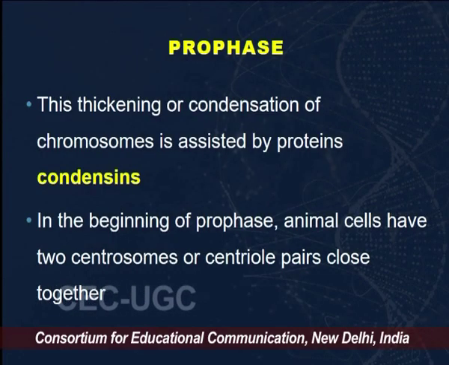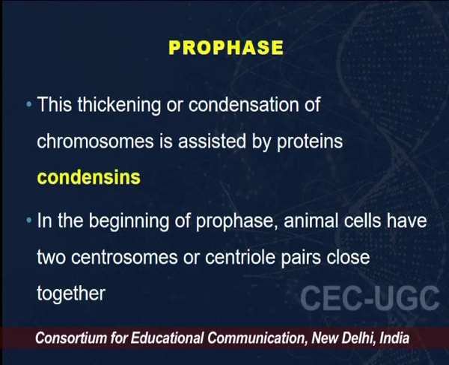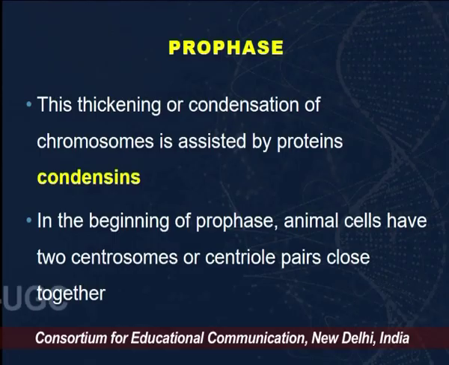And this thickening or condensation of chromosomes is assisted by proteins called condensins. In the beginning of prophase, animal cells have two centriole pairs close together. What we have seen in G2 phase is that the centrioles have started preparing themselves for the M phase. So, in prophase, we can see that there are two centriole pairs which are close together.